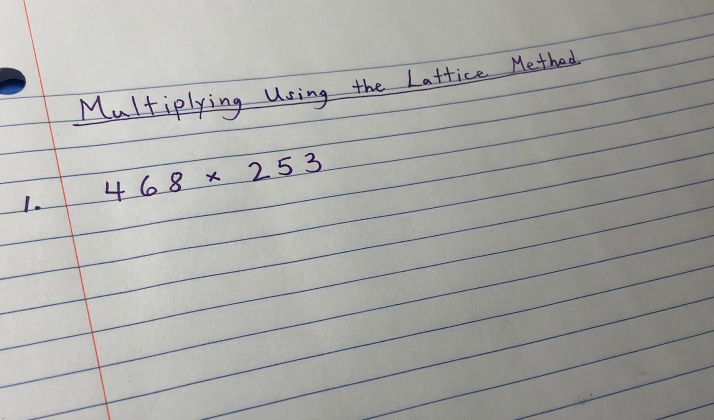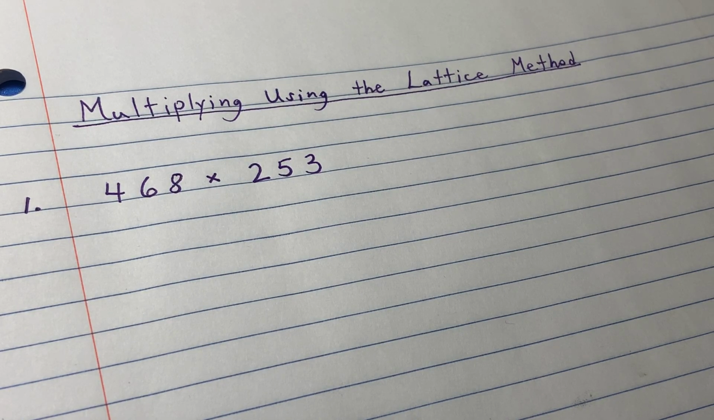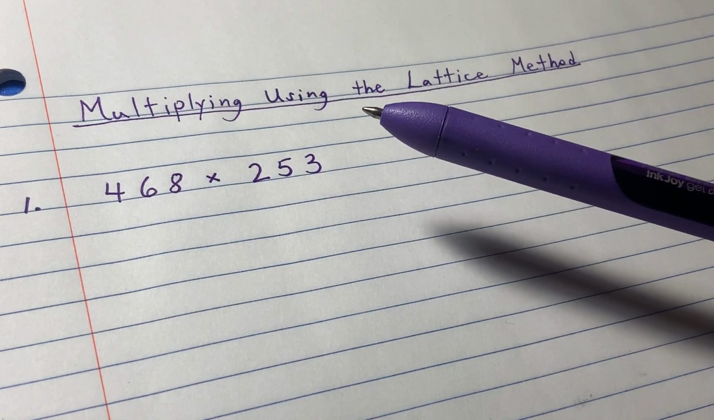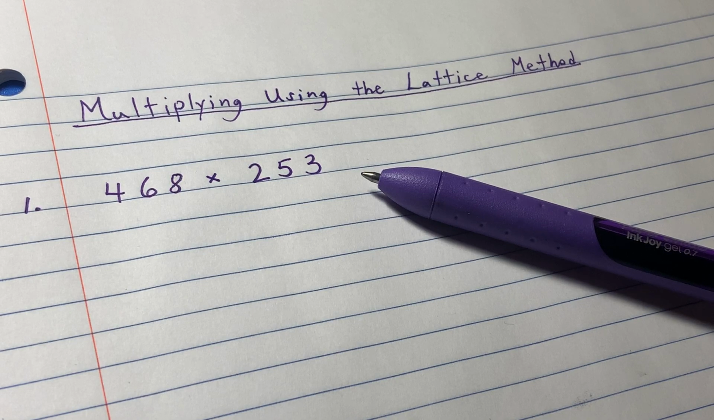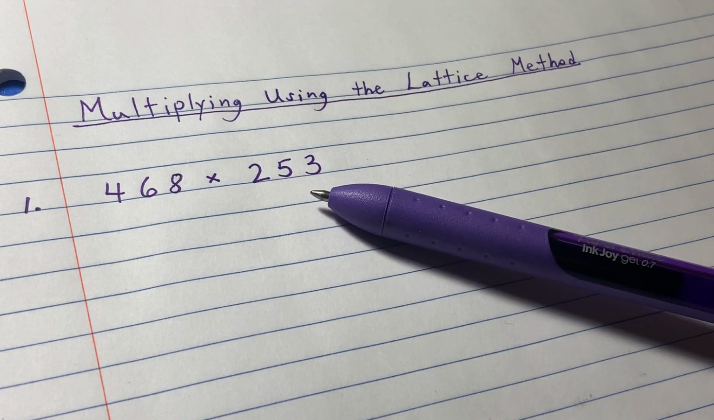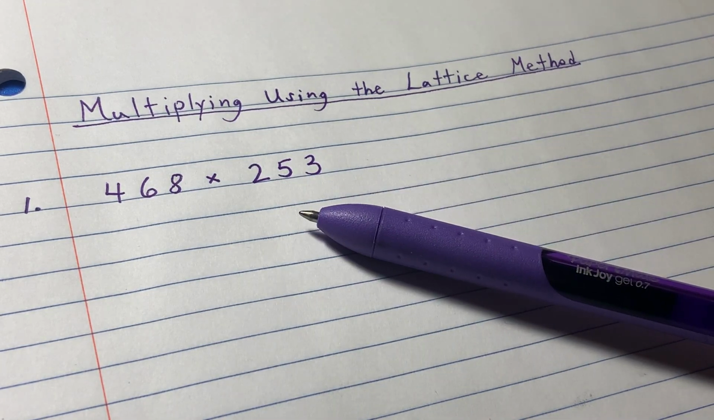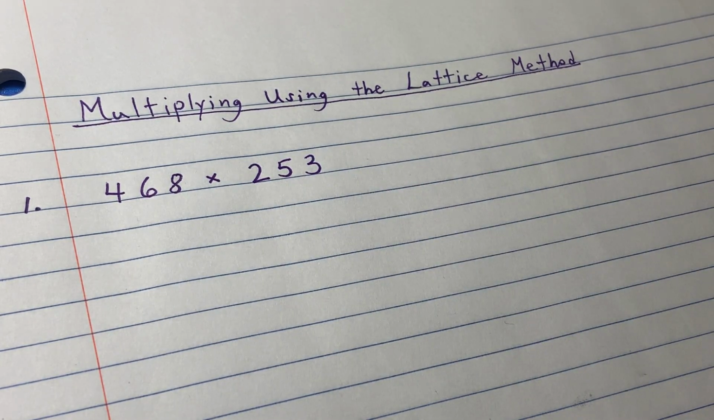Today's topic is multiplying using the lattice method. So, you already know how to multiply using the standard algorithm. Today we're going to multiply whole numbers using the lattice method. And then at the very end of the video, I'll show you how to multiply two decimal numbers with the lattice method. Let's start with this problem right here. 468 times 253. Let's go.